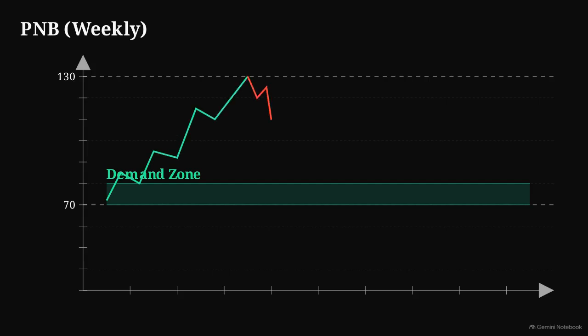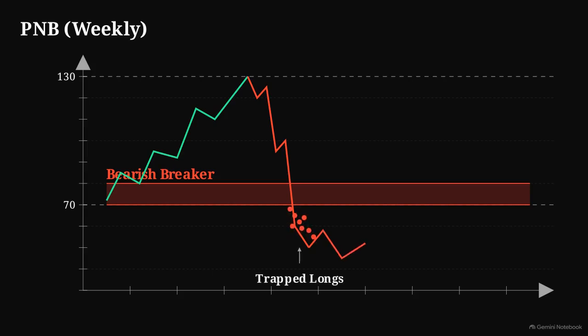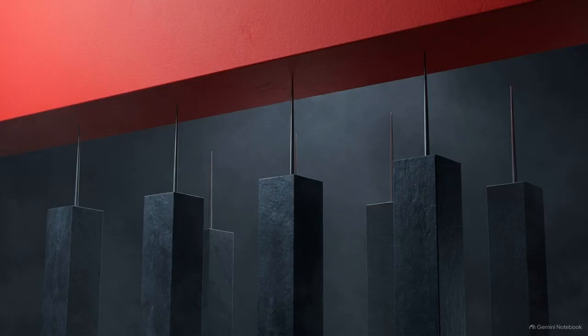Following a violent break, the zone flips its function, transforming into a bearish breaker. This violent break traps retail participants who bought the historical support expecting a standard bounce. When price returns to this level, trapped buyers exit their positions at break-even. This creates a wave of sell pressure, causing the price to reject downward aggressively. Breaker blocks weaponize the desperation of trapped retail traders, turning failed classical support into high-probability institutional resistance.